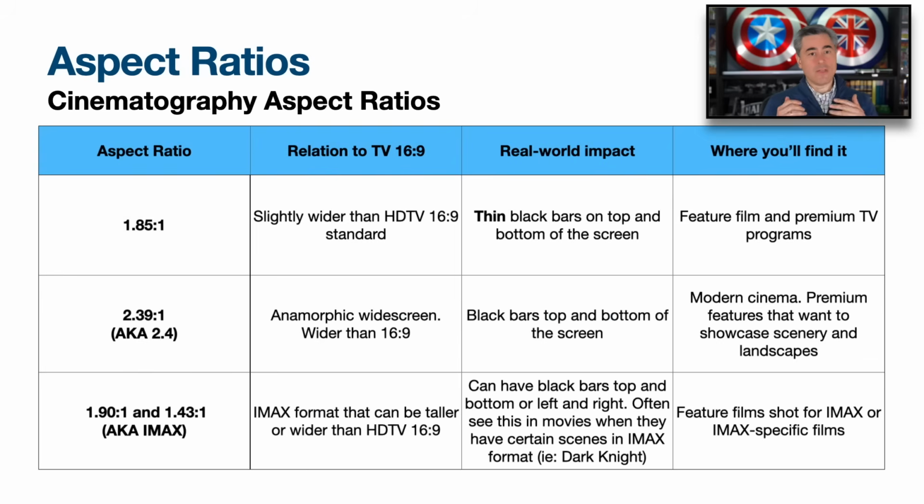Then there is 1.9 to 1 or 1.43 to 1, and this is really what we know as IMAX. It's the IMAX format, and it can be taller and wider than an HD TV's 16:9. So you can have black bars on the top and bottom or the left and right, and you often see this in movies when they have certain scenes that have been filmed in IMAX. Of course, Dark Knight is a great example of that, when you see the shifting of scenes in IMAX and the scene gets nice and tall, but you end up getting black bars to the left and right. So feature films that are shot in IMAX or IMAX specific films will have this aspect ratio.